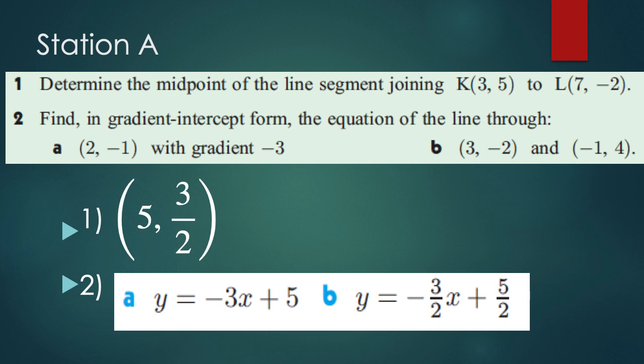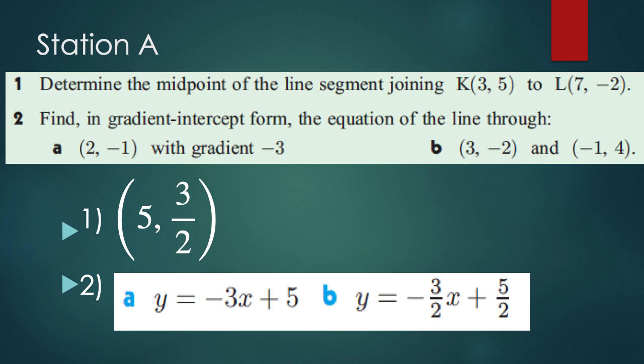Now find in gradient intercept or slope intercept form the equation of the line that goes through. For part A, they give you a point and the slope. And so there's a couple different ways that people solve for that. You might plug into point slope form, which is y minus y1 equals m, or your slope, times x minus x1, and work that out. Some people plug into the slope intercept form, which is y equals mx plus b. They plug in the x and the y that they have, and then solve for b, which in this case is 5. So there's multiple ways you could do that for letter A. And as long as you got y equals negative 3x plus 5, that's fine. Note they did want you to write it in slope-intercept form, so you do need to have it in this form and not in standard form such as 3x plus y equals 5.